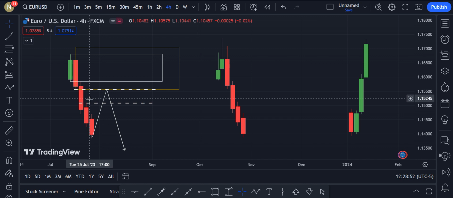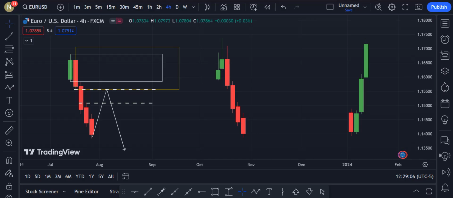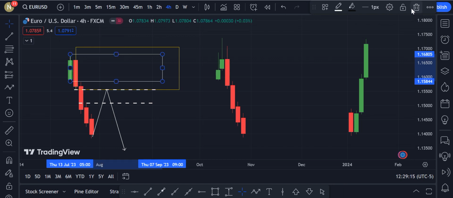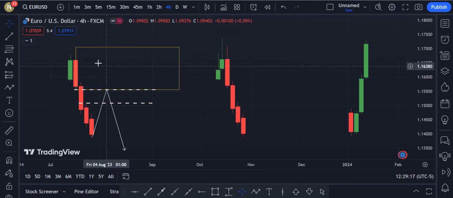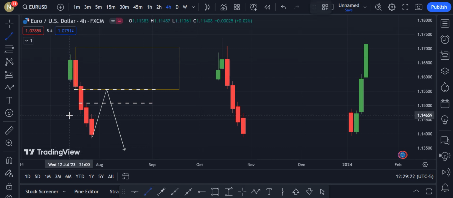So once you spot such things, there is another feature which I didn't explain to you: an order block that grabs liquidity under or above has an added advantage. So this order block here that we spotted grabbed liquidity. If we delete this, for it to be clear, this order block here grabbed liquidity here of this last candle. Do you see this last candle here?